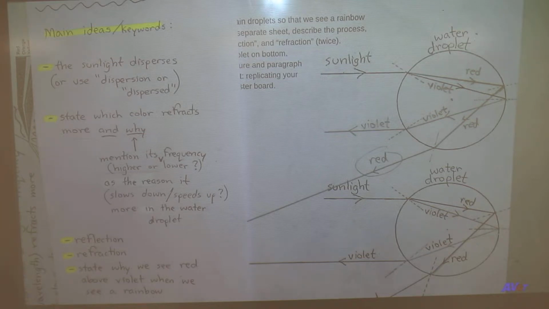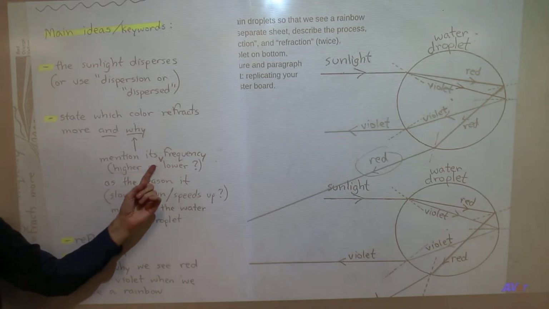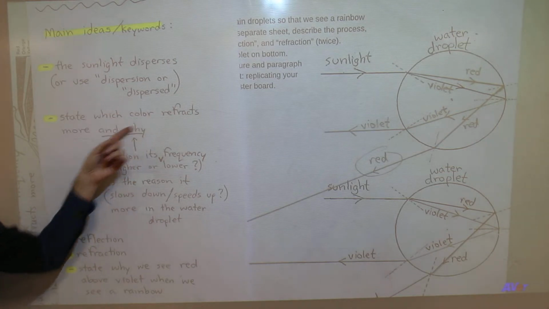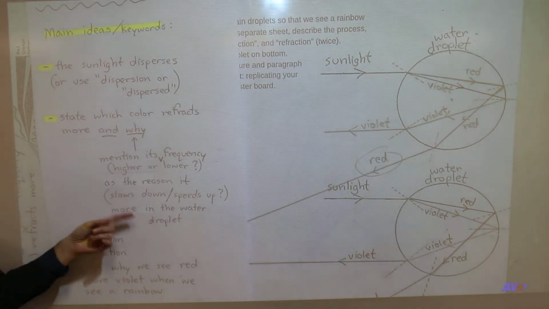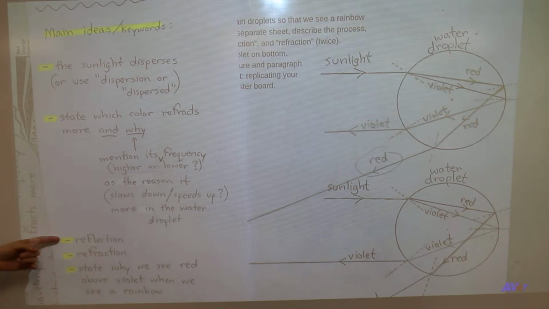When there is sunlight striking rain droplets in the sky, dispersion takes place. That's where the light separates into all different colors based on their frequency. Higher frequencies refract the most, so violet refracts the most. And that's because it slows down the most in the water droplets. Then the light reflects off the back of the droplet and then refracts out of the droplet. We see red higher in the sky than violet in a rainbow because it comes from higher water droplets. Violet comes from lower water droplets in the sky.